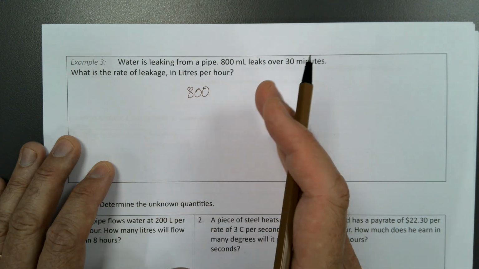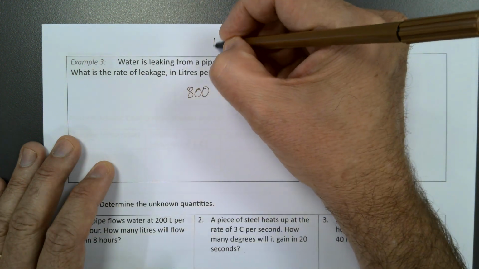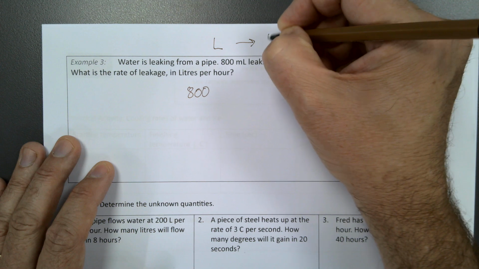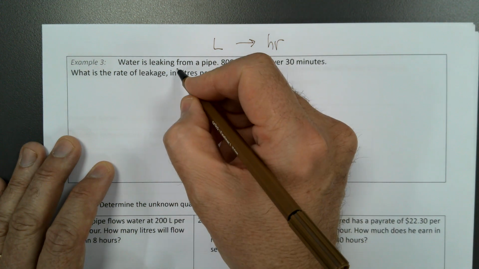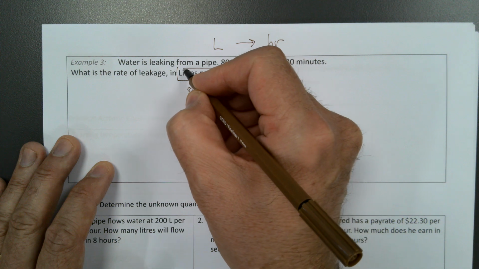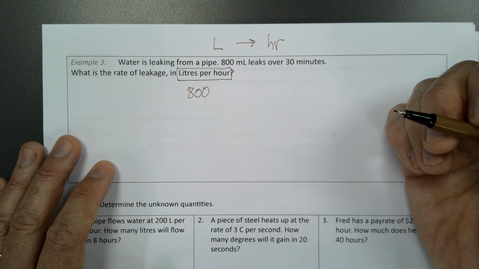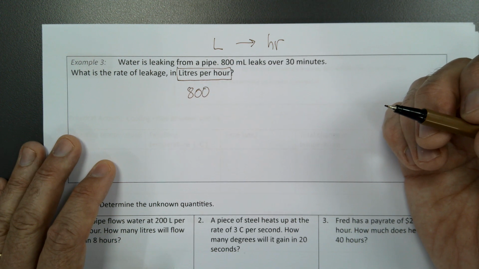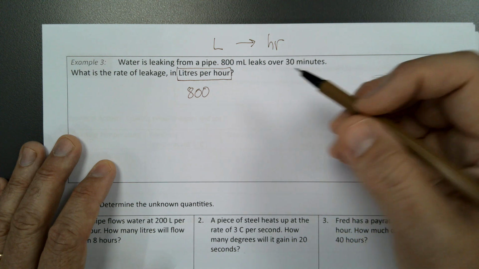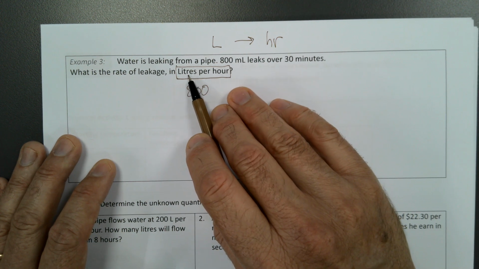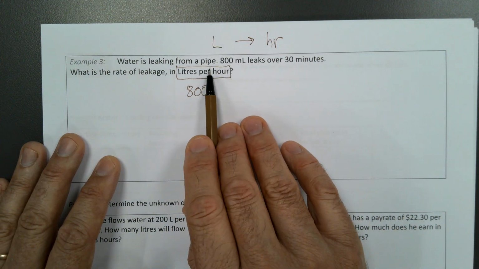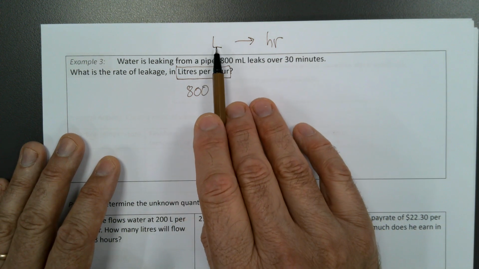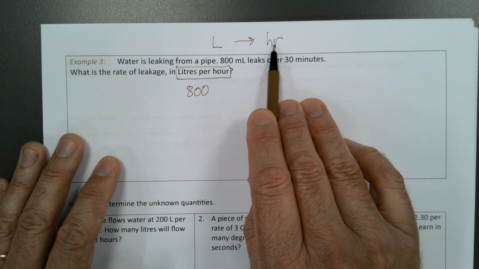All right, so I want litres on the left and hours on the right. That statement there is incredibly important because I could have hours per litre if I really wanted to. In other words, how long does it take to produce 1 litre? But this is how many litres happen in 1 hour. So make that very clear first. If we're trying to find a rate, what is on the left and what is on the right?